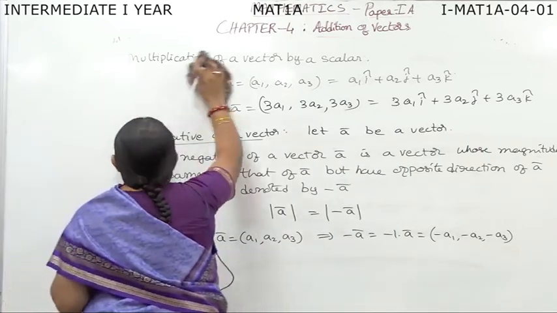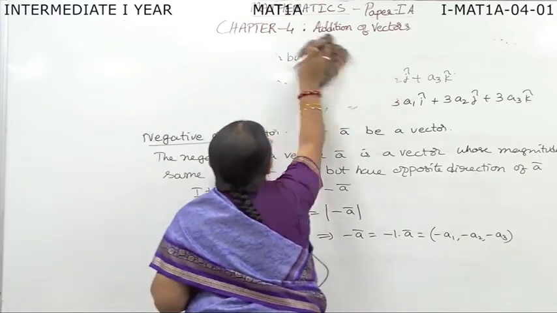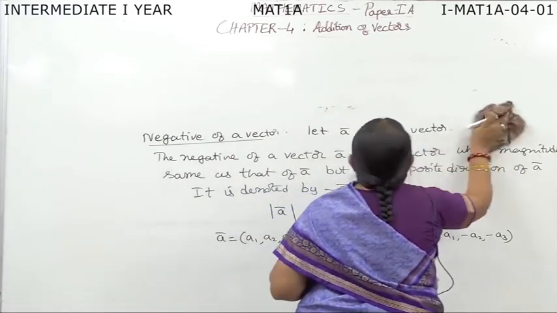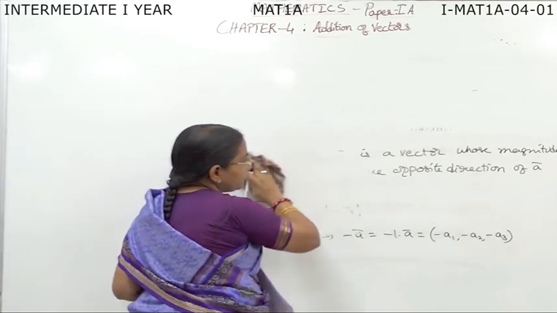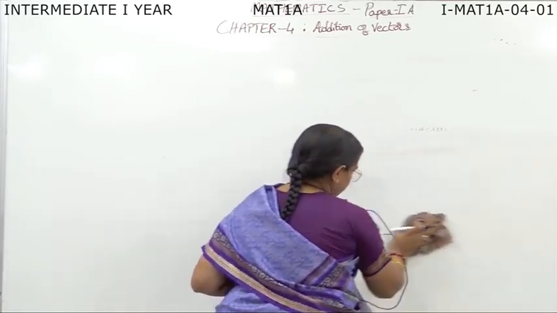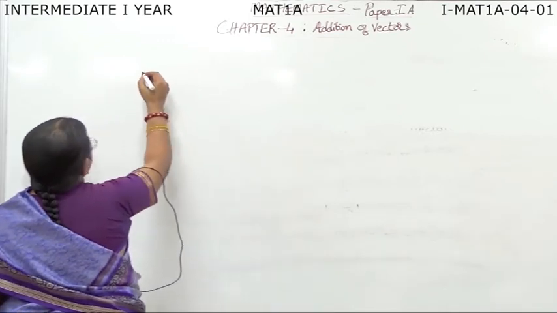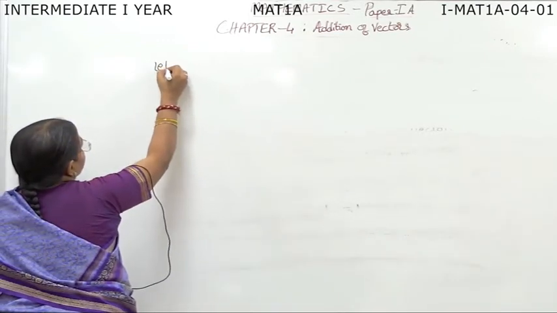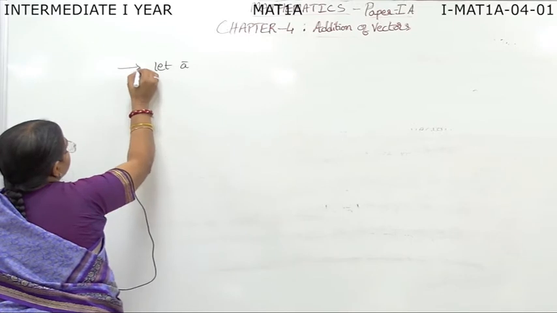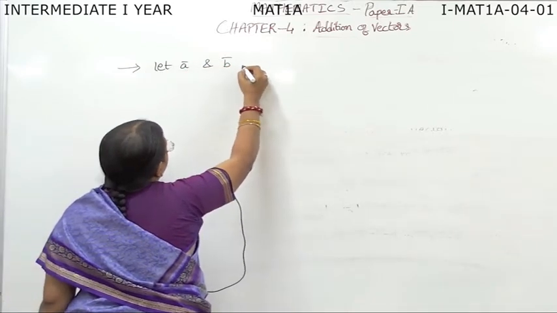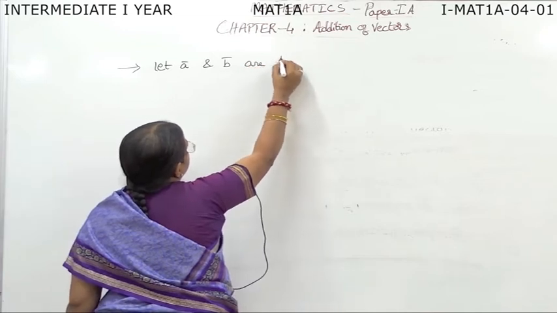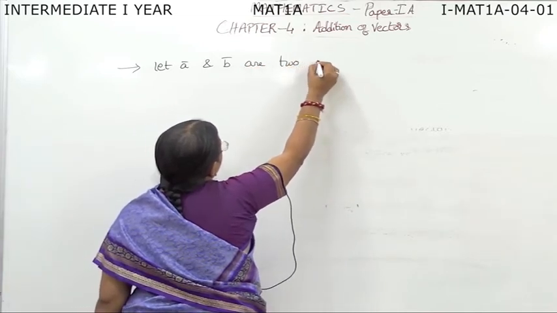Next, we'll learn one condition for two vectors to be collinear. Suppose that A and B are two collinear vectors.